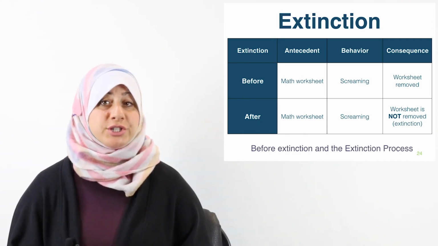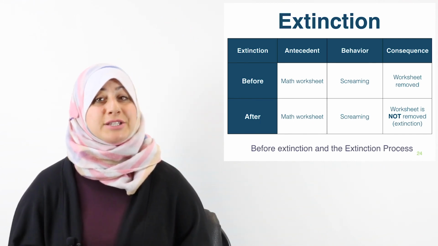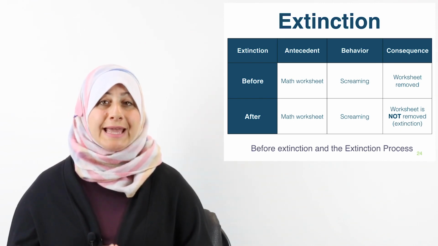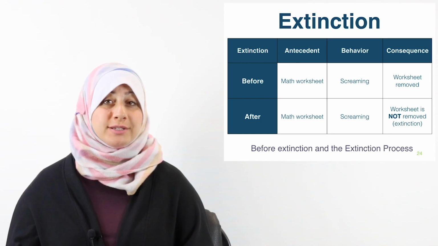Before we move on to attention-seeking behaviors and extinction, let's do a Scrabble word. The word is Oka, O-K-A, and this is an Egyptian unit of weight.